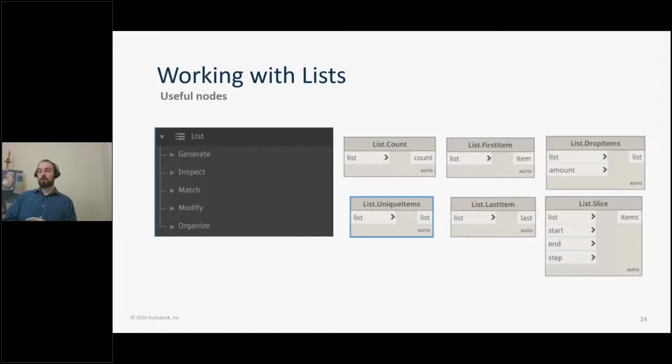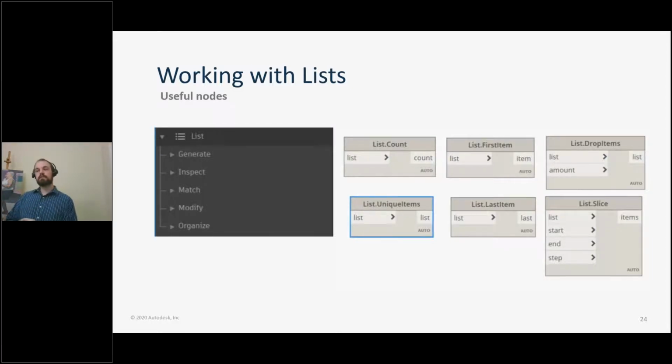From there, we'll go into list first item. This is going to pull the first item out of a list. So imagine, again, we've got that list of A, B, C, right? The first item, it's just going to return the letter A. It's going to get rid of the B and C, just take the first item out of that list. And then list.last item is going to take the last item out of the list. So again, with that ABC list, it will return just the letter C.